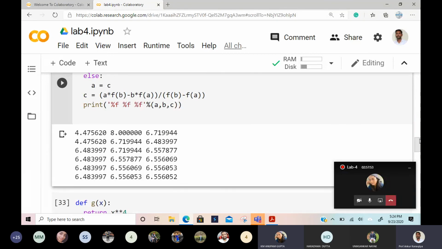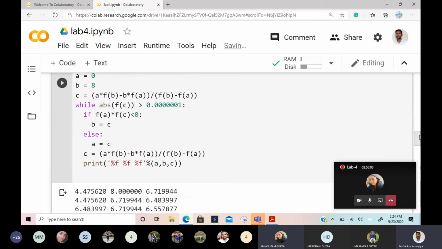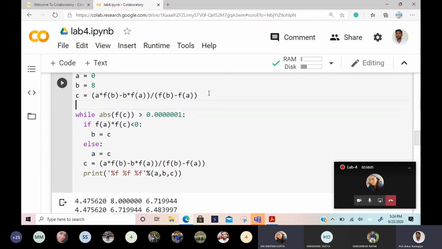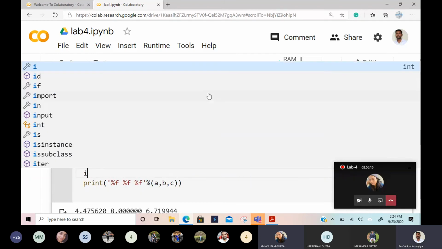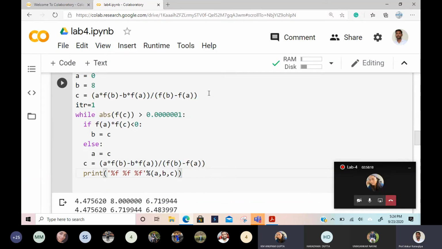So this is the answer in Regula Falsi. See, only 6 times it took, and we got the answer 6.56 something. You can also print how many iterations we are doing. So the iteration number is 1 here, and every time it will increase. This is the first time, after that it will increase for the next time. Iteration will become iteration number 1 plus 1. So here I can print the iteration number also to show you.